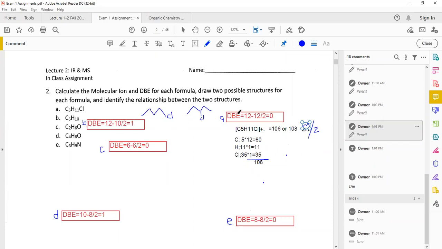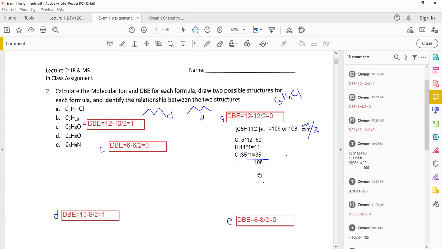Then I do the double bond equivalency. For the double bond equivalency, I need to look based on my molecular formula. So I use 5 carbons, 11 hydrogens, and 1 chloro. Now I need to do the calculation for that.